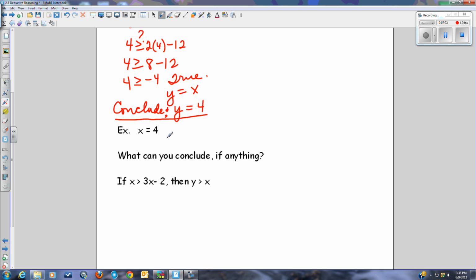Here we're given that x is 4. So what can we conclude if anything? If x is greater than 3x minus 2, then y is greater than x. Well, let's plug in 4 in place of x. Is 4 greater than 3 times 4 minus 2? Is 4 greater than 12 minus 2? So we get the statement 4 is greater than 10. Is that true? No, this is false.